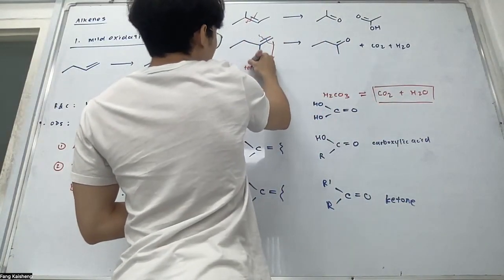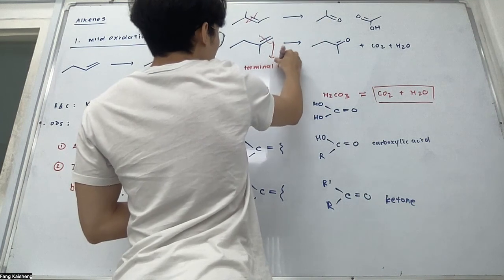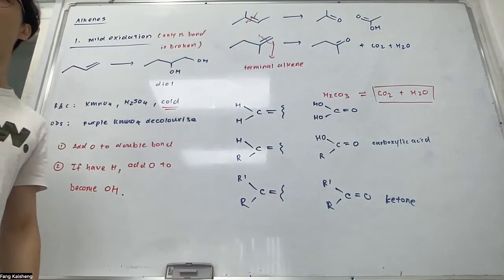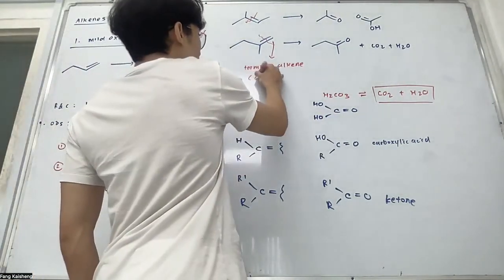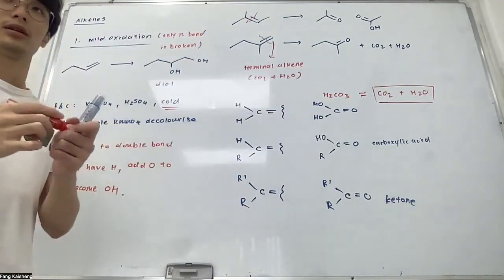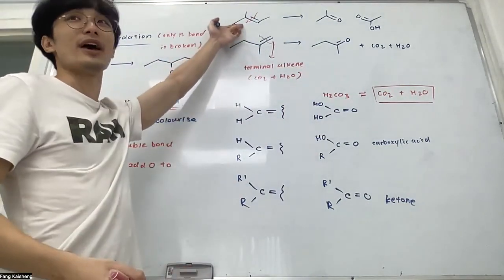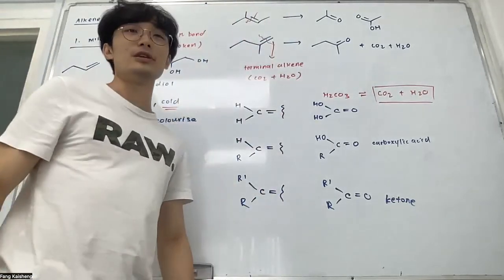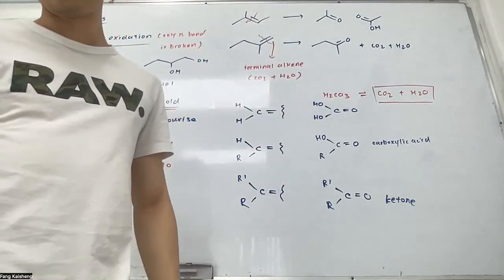This is known as a terminal alkene. Write it down. Terminal means at the end. Whenever you have a terminal alkene just hanging at the end, you're going to anticipate carbon dioxide and water. There's no doubt about that. Obviously, the first one is not terminal. It's not hanging at the end, so you're not going to form carbon dioxide and water. So a very, very, very useful tip.